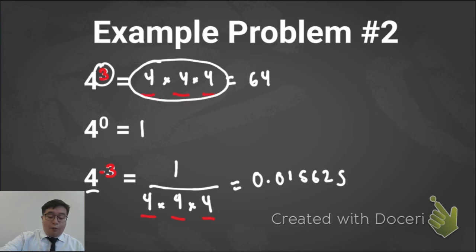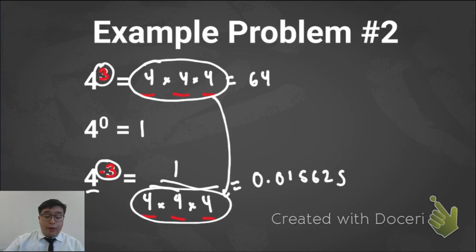You guys might notice that when I have 4 to the positive 3, I'm multiplying by these 4s 3 times. And when I have a negative exponent, I'm just taking these 3 4s and moving them to the bottom of the fraction. So using that, we can come up with a shortcut for figuring out negative exponents.